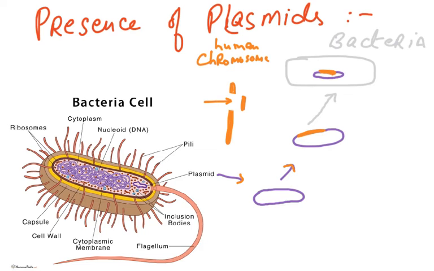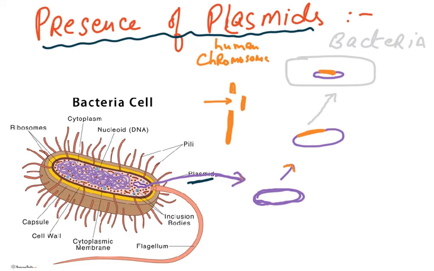Now, another very important point was that bacteria have plasmids, so we're saying presence of plasmids. You see, other organisms do not have plasmids. A human cell does not have plasmids. So bacteria have plasmids. Now, what are plasmids? They're little circles of DNA, as I can show you here. So what we do is we take out this plasmid, as I've shown you by this arrow. We've taken out this plasmid, which was inside this one here.